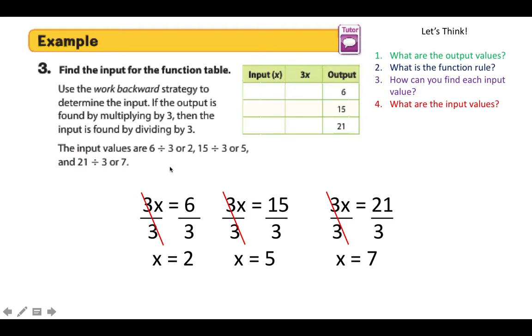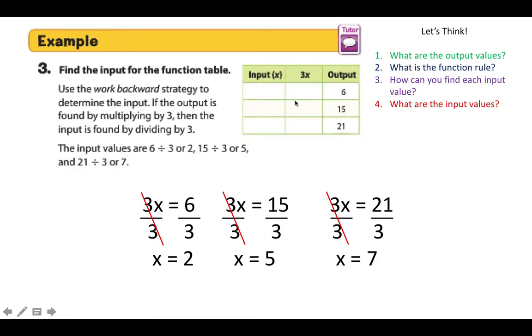So let's build towards that ordered pair type thing. Look at example number 3. It says find the input for the function table. We're going to use the work backwards strategy to determine the input. If the output is found by multiplying by 3, then the input is found by dividing by 3.